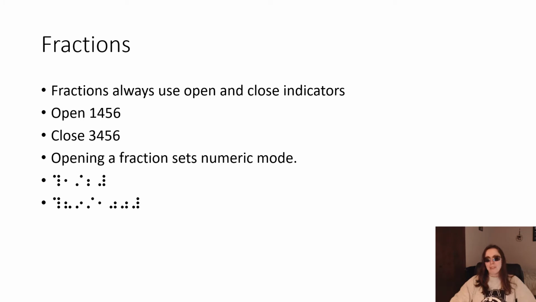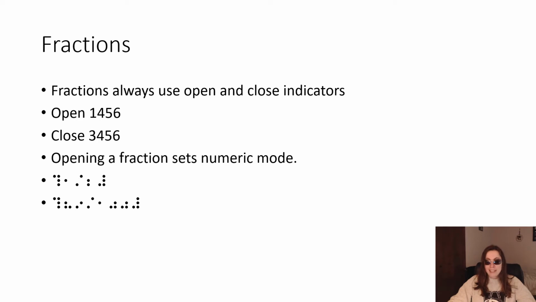By upper elementary school, students start to learn fractions. Fractions are one of those parts of math that you actually keep using forever because it's so functional. Fractions in Nemeth always use an open and close indicator. The open indicator for fraction in the Nemeth code is dots 1, 4, 5, 6, and close is 3, 4, 5, 6. But don't worry, you'll never confuse it for a numeric indicator because it happens at the end of something instead of at the start in this context.